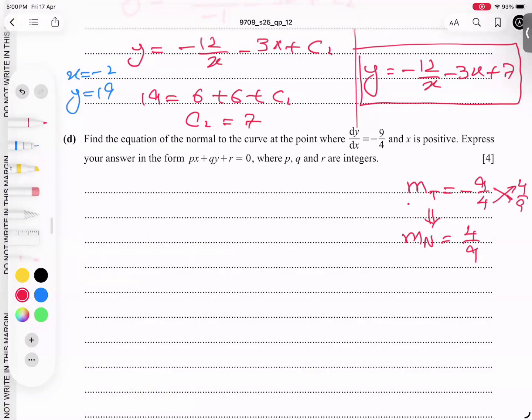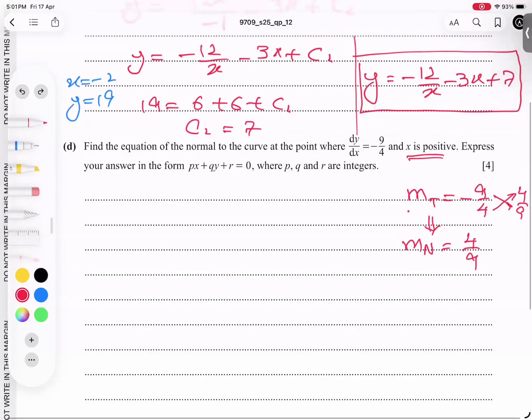But what he's asking for is the equation of the normal to the curve at the point where x is positive. At the same time he mentioned x is positive, and to express your answer in this form, where p and q are integers. Interesting part, we have the gradient, but where to plug in this value? Fine, we are looking for the normal, but we are first looking for the point because the point is not given here. If the point is not given, the first derivative is very, very important.